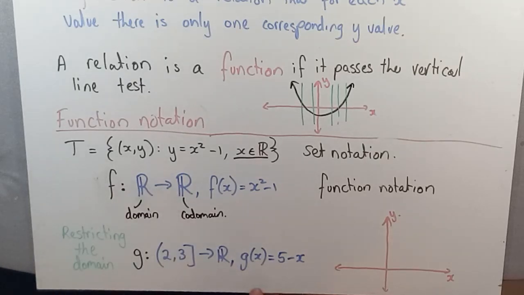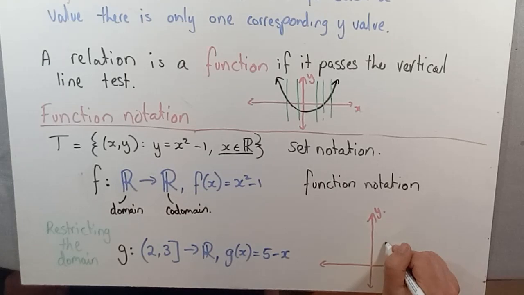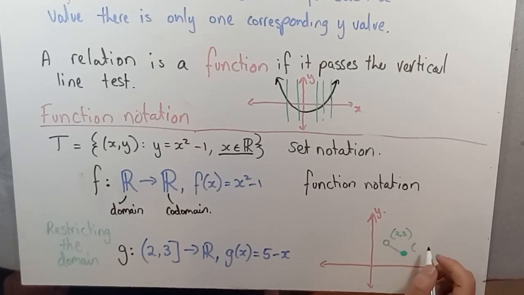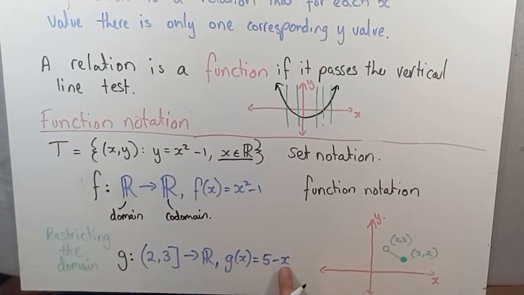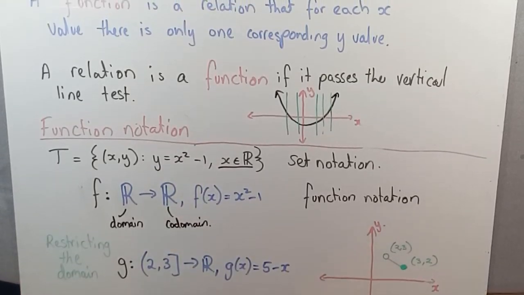Okay, and if we graph that, we're going to have an open circle at 2. So that's 2, and what do we get when we put in 2? We get 3, and it's going to go down, get a closed circle there at 3. So I go towards 3, that's a closed circle. What do I get when I put in 3? 5 minus 3 is 2.